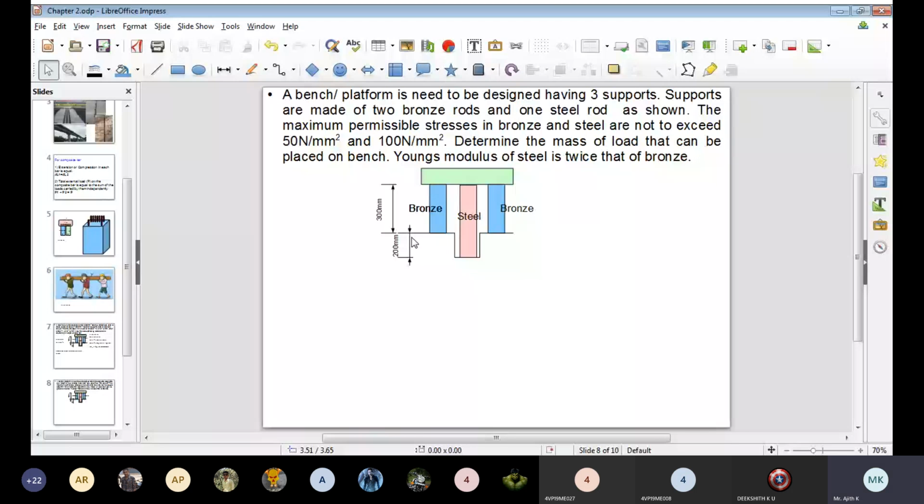And apart from this, area of bronze and steel is given. Somewhere here I will write. Area of bronze is equal to 20 into 20. It's a square section, so 20 mm into 20 mm.